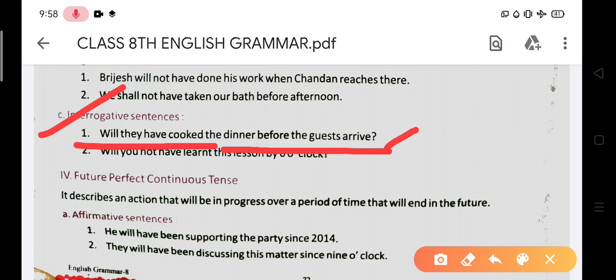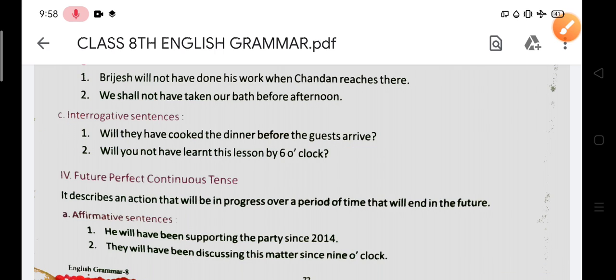So will they have, what is will over here? You can say helping verb. Then there is the subject, have cooked the dinner before the guests. Because over there the helping verb is will have, and shall have. So very first you will use will, then the subject, and after that have. And after that number second sentence you can see also over here, will you not have learnt this lesson by 6 o'clock? Will you not have learnt this lesson by 6 o'clock?